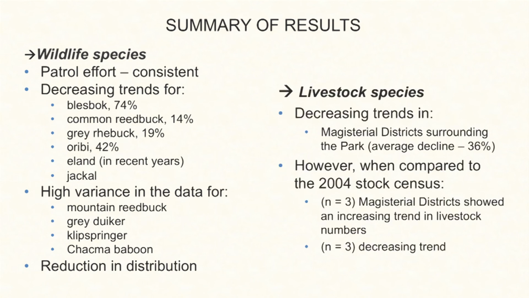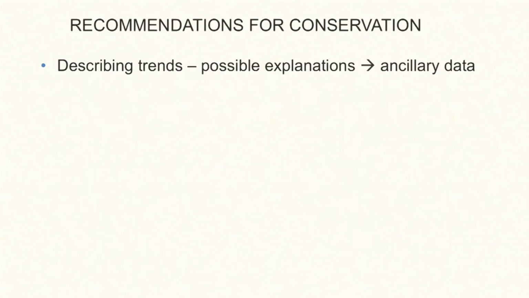With livestock species, there was an average decline of 36% across all magisterial districts. However, when compared to the 2004 stock census, half of the districts showed increasing, whereas half of the districts showed decreasing population trends. So this study basically is just describing trends of mammalian herbivores in the Drakensberg and surrounding areas.